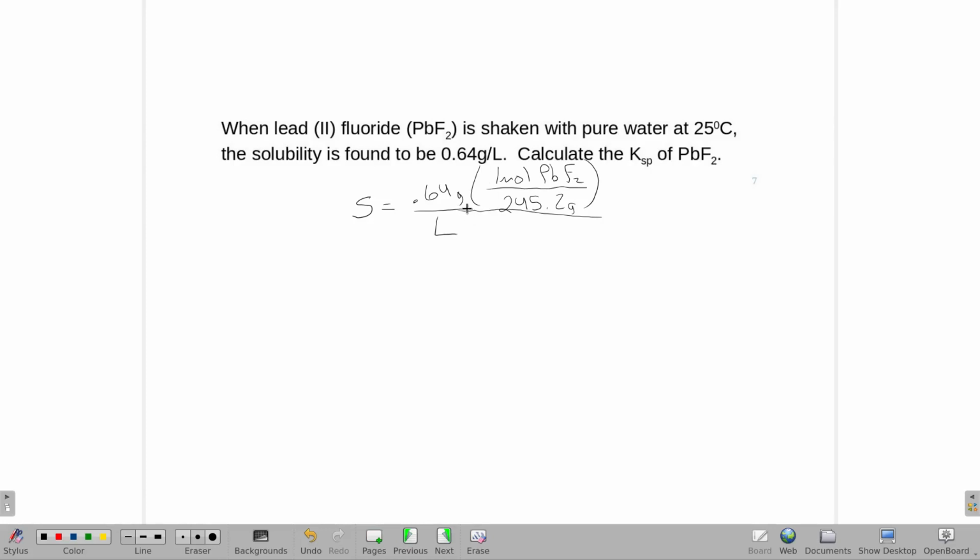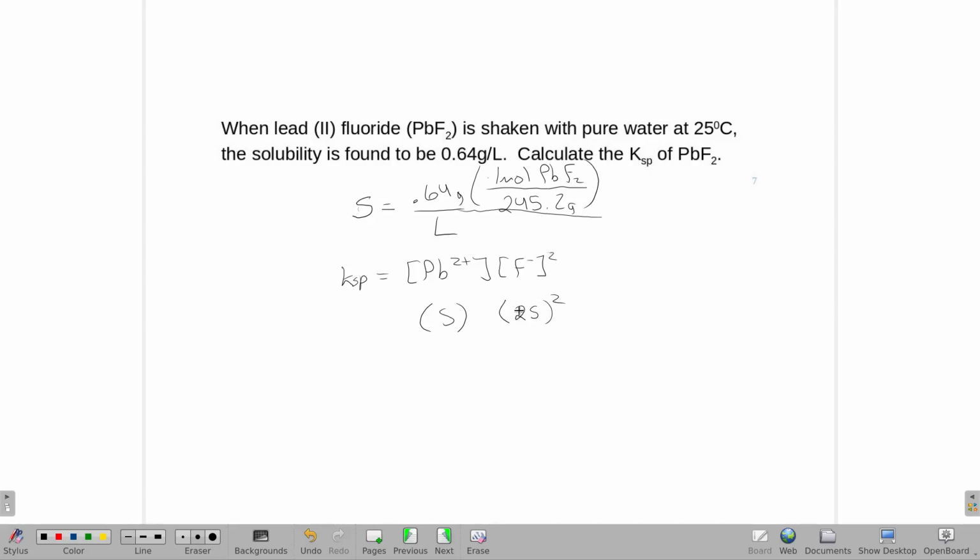Now, I'm not going to do anything with that math yet, because what I want to do is take the KSP equation for the lead fluoride and figure out how the S is going to apply to this. Because the S applies to how much lead fluoride dissolved. So for every lead fluoride that dissolved, there is a single lead. But for every lead fluoride, there would be 2 fluorines going in there. So the fluoride is twice as much as the S. And it still is squared because it's squared there.